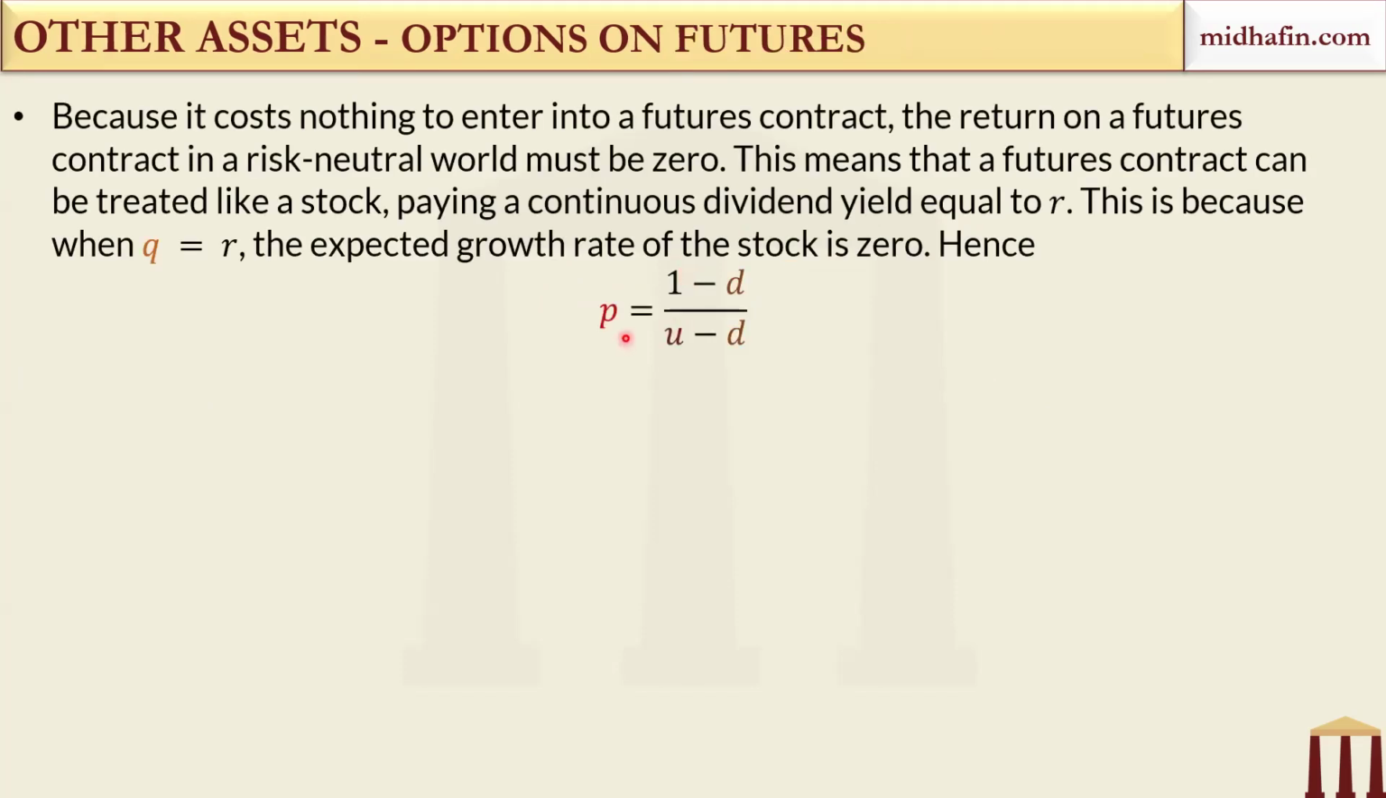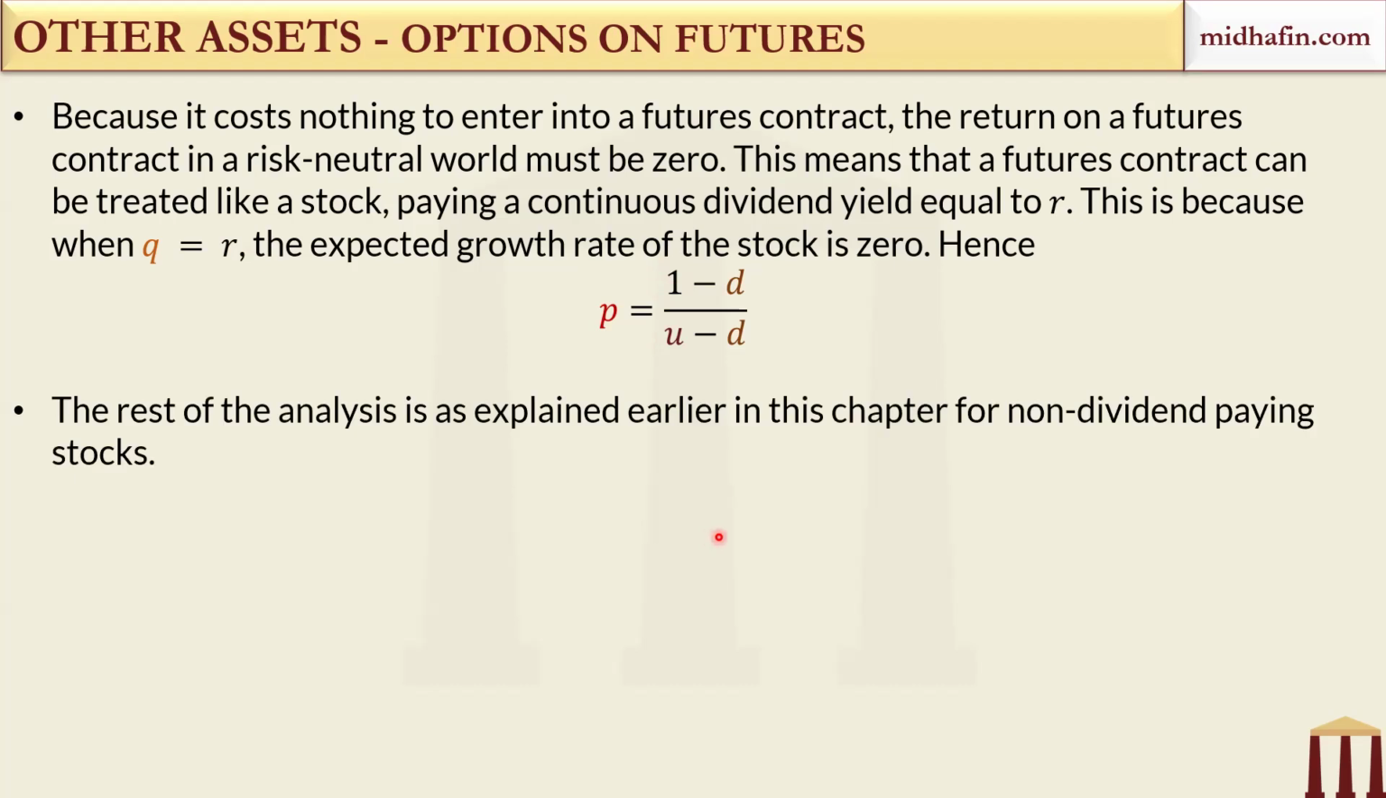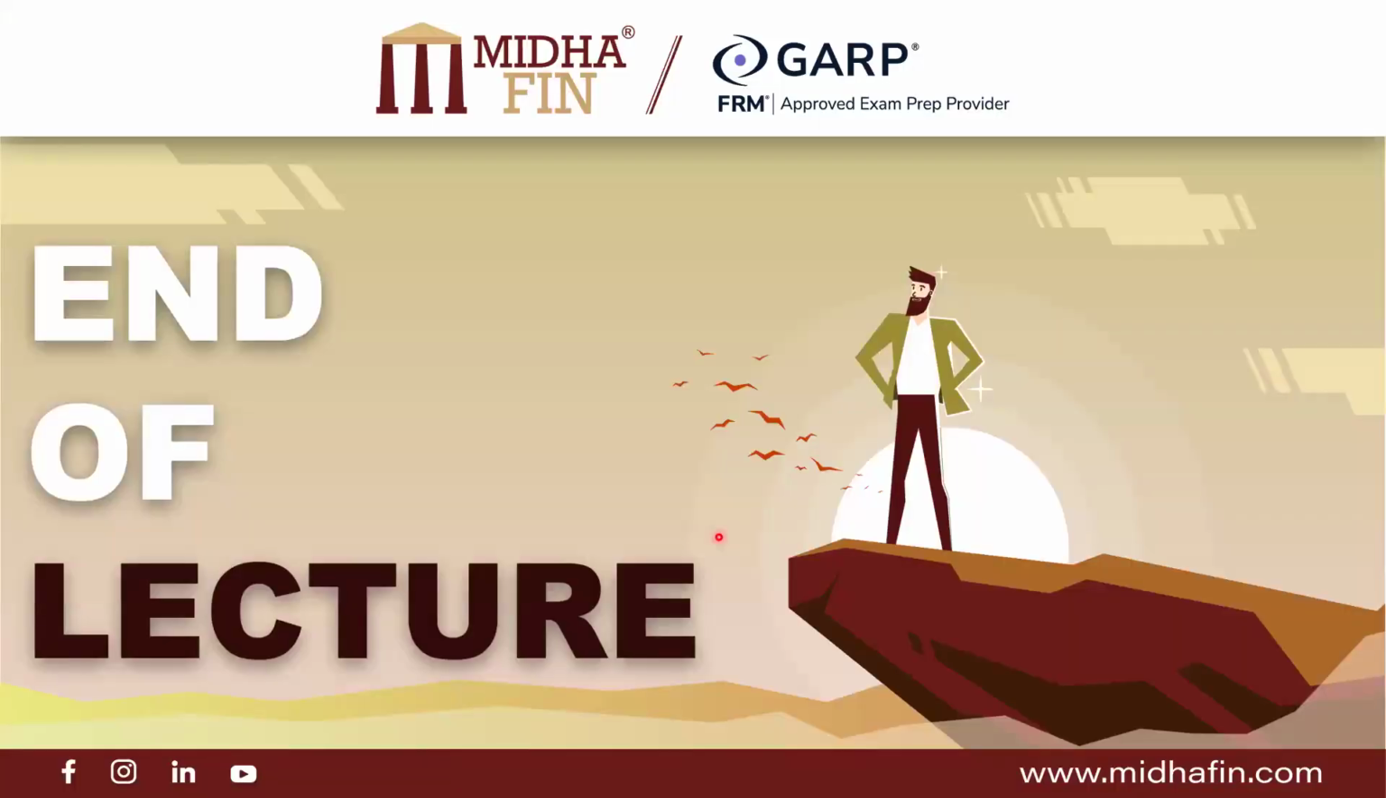Now in this case, Q becomes equal to R. So R minus Q is equal to 0, and any real number raised to the power 0 is equal to 1. So e raised to the power 0 is equal to 1. That's why for futures you have this probability. Everything else remains the same. Okay, fine. That's it for this lecture.